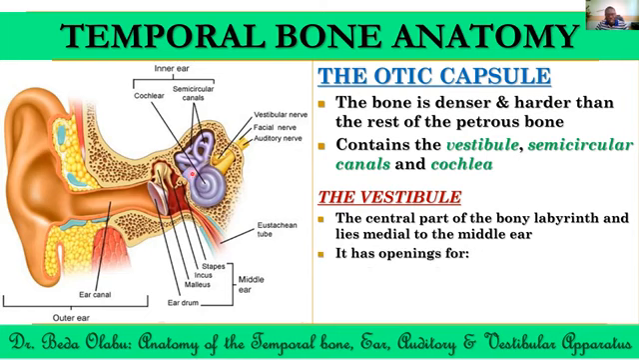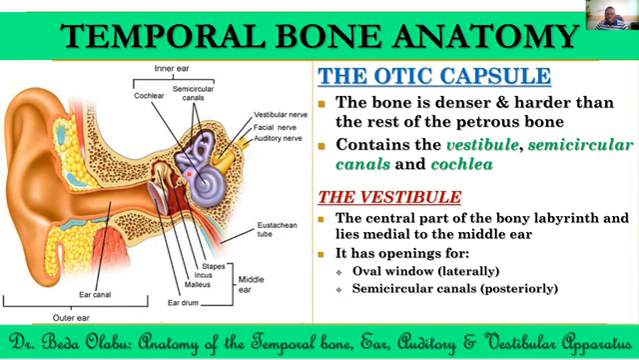It has some openings. There's an opening for the oval window. The oval window is where one of the ossicular chain bones, the stapes in particular, attaches. So the footplate of the stapes attaches onto the oval window, transmitting vibrations from the middle ear into the inner ear. So that oval window is a lateral opening within the vestibule.